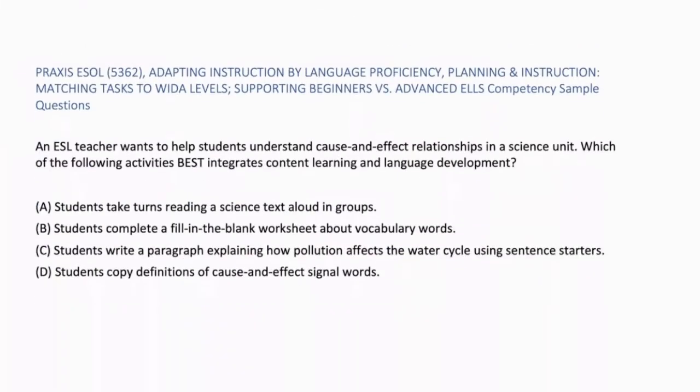An ESL teacher wants to help students understand cause and effect relationships in a science unit. Which of the following activities best integrates content learning and language development? A, students take turns reading a science text aloud in groups. B, students complete a fill-in-the-blank worksheet about vocabulary words. C, students write a paragraph explaining how pollution affects the water cycle using sentence starters. Or D, students copy definitions of cause and effect signal words.